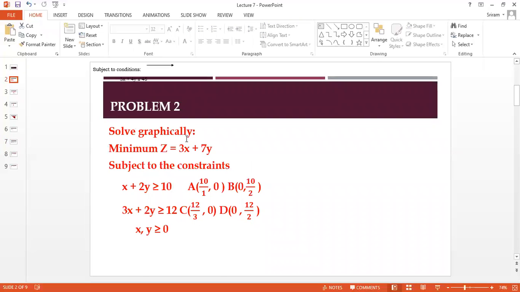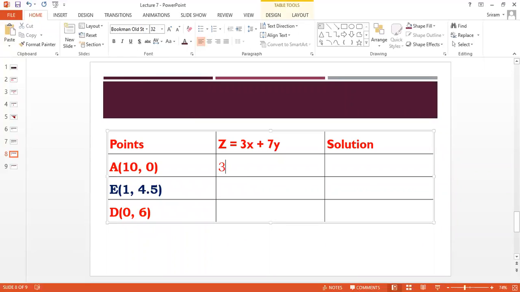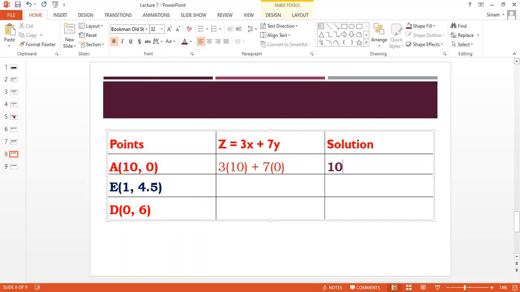What is the objective function here? 3x plus 7y. So in place of x, I am going to take 10. So this is 3 multiply 10 plus 7 multiply 0. Using the calculator, I am going to simplify this. So 3 multiply 10 is 30.